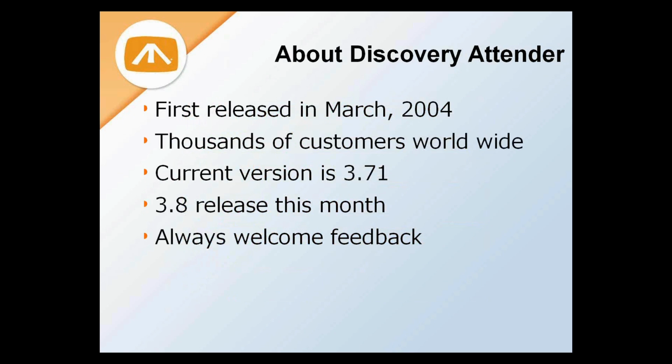To start us off, I'd like to give you a quick background about Discovery Attender. Sherpa Software has been around since about 1999, mainly focusing on email and content management. Discovery Attender was developed because we had a number of customers who were looking for just a simple tool that did all the searching without the management features of our Mail Attender tool. Discovery Attender itself was released in 2004 and has been a success ever since. We have thousands of customers worldwide. Now, the current version is 3.71. What we're going to be talking about today is 3.8, which is a new version, which will be released this month.